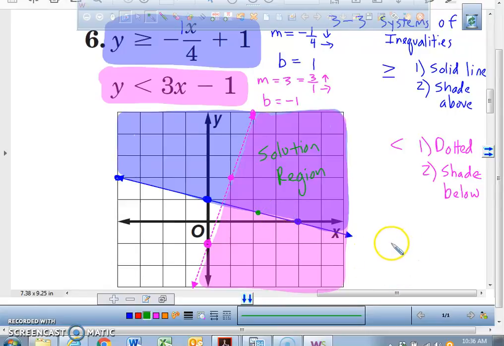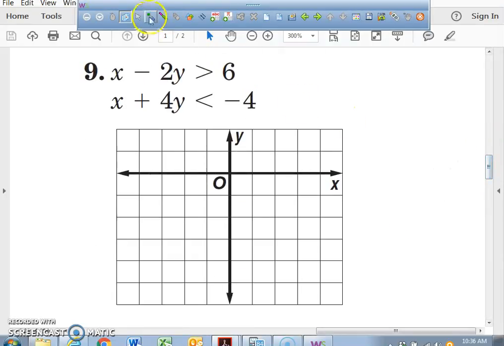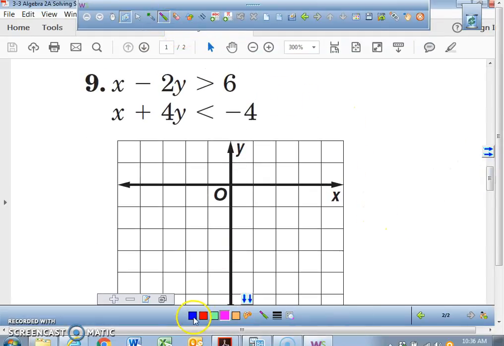So that's number 6. Now we're going to do number 9, which is slightly more difficult because it's not in slope-intercept form. So let's go. Once again, let's go down to number 9 and take a look at this. And that'll be the end of this particular video.